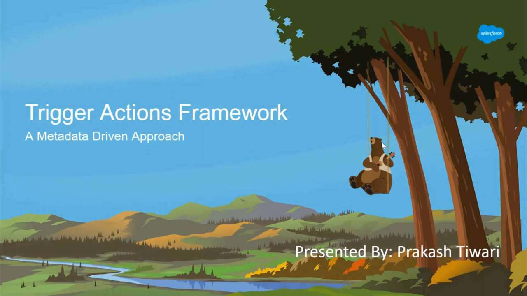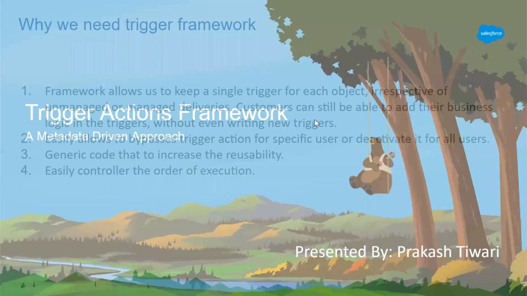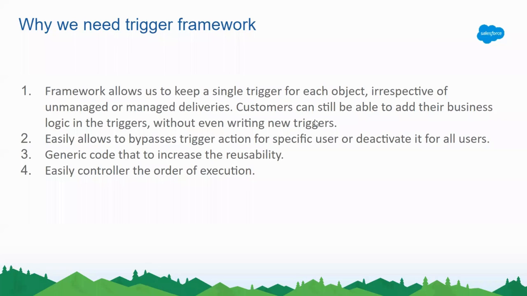Why we need a trigger action, why we need a trigger framework. So let's move on to the next slide. The first point is the framework allows us to keep a single trigger for each object irrespective of unmanaged or managed deliveries. And the customer can still add their business logic in the trigger without even writing a new trigger.